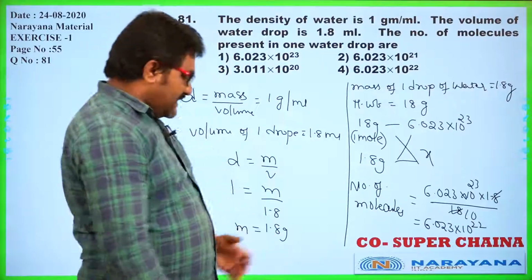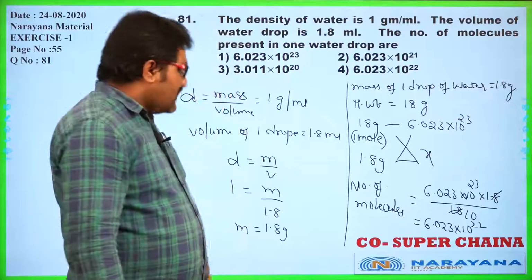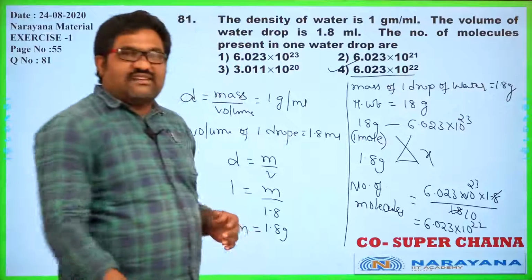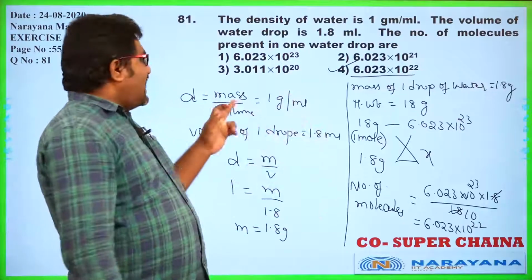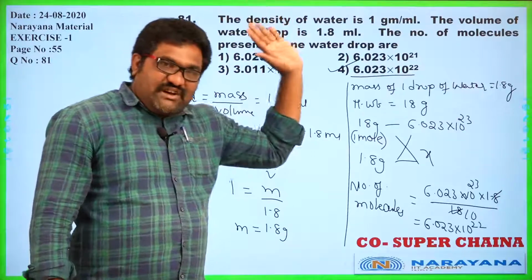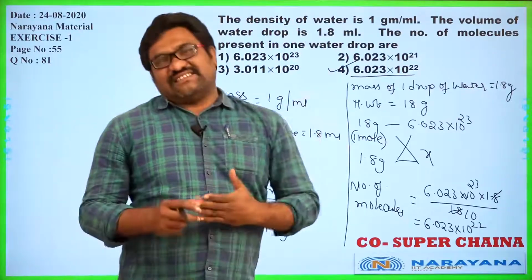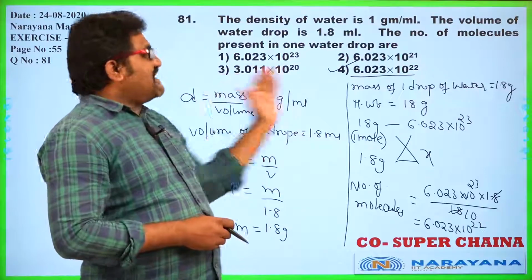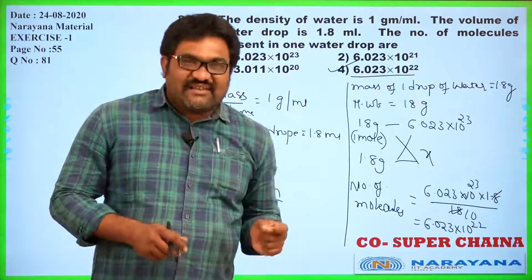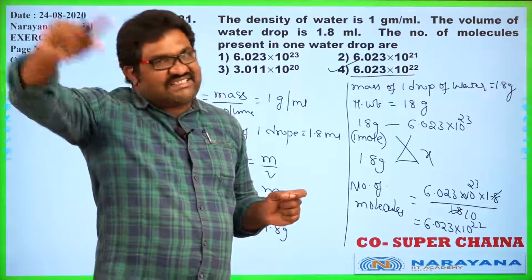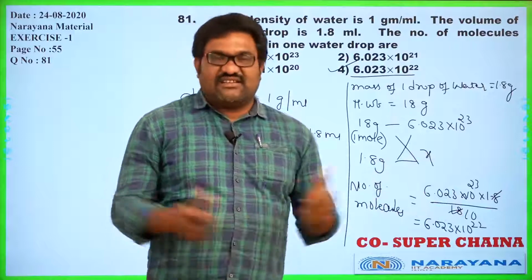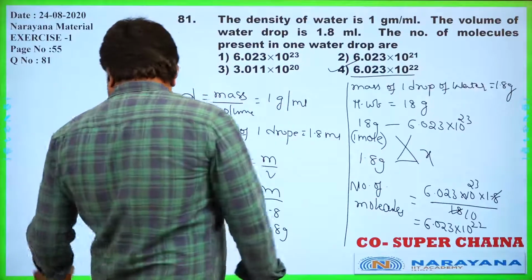Okay, so for that the answer is 6.023 into 10 power 22. Is it clear? I calculated the mass of one drop based on the density he has given, and from that mass, if a mass is equal to its gram molecular weight, it is equal to 1 mole and it contains Avogadro number of molecules. Based on that I calculated this. Okay, let us go for the next question.